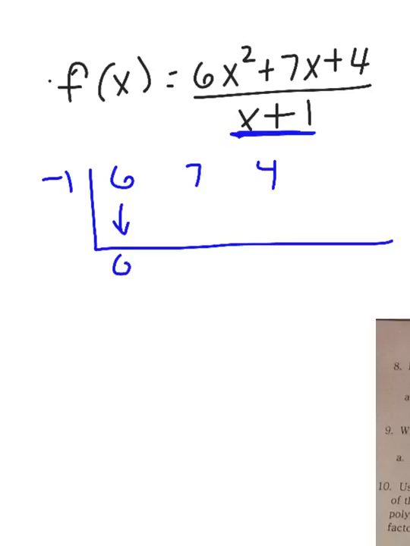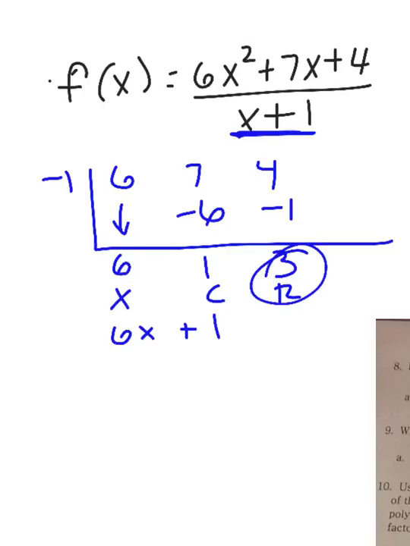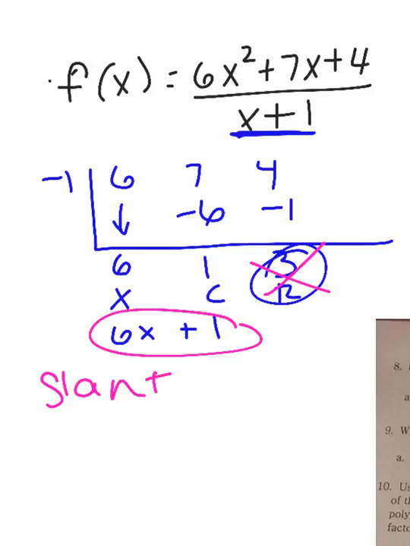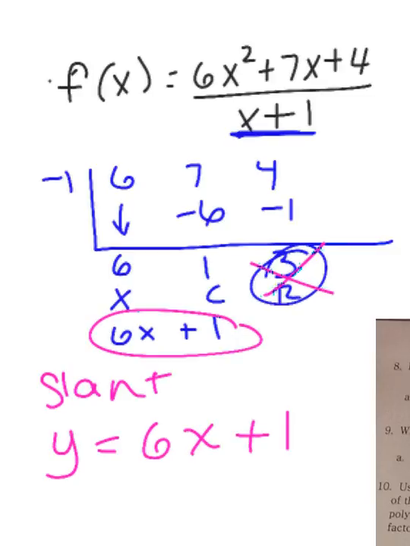Bring down the 6. 6 times -1 is -6. 7 minus 6 is 1. 1 times -1 is -1. So that's my remainder, my constant, my x. So then that would be 6x plus 1. And then this is my remainder, but I'm not using my remainder. So remember, your slant asymptote has to be y equals your quotient without the remainder. So it's y equals 6x plus 1.